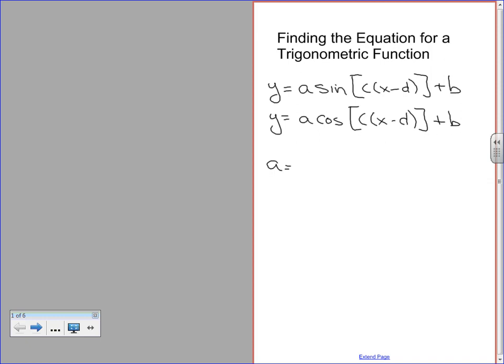I'm going to use capital M for the maximum value on the graph, and I'll use little m for the minimum value. So to identify the A value, all you have to do is identify the largest value, subtract off the lowest value, and divide by 2. It's fairly straightforward. To find the B value, you take the largest value and add it to the smallest value and divide by 2. So that'll give you the A and the B value.